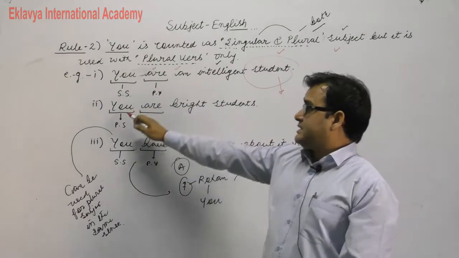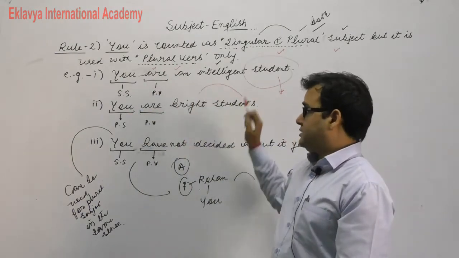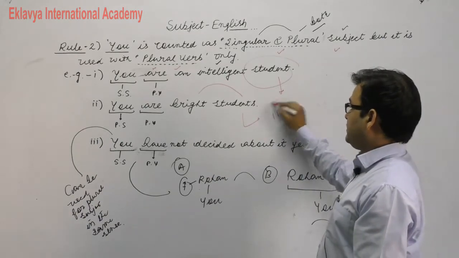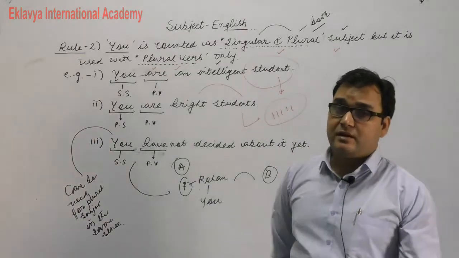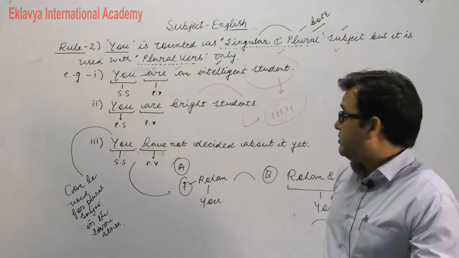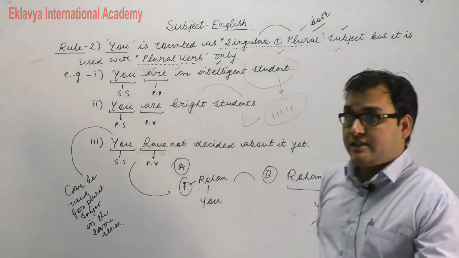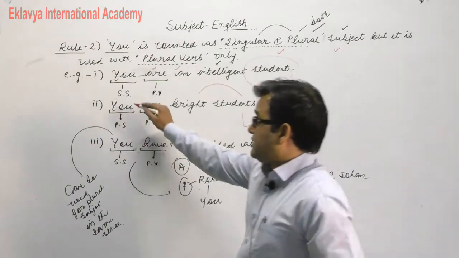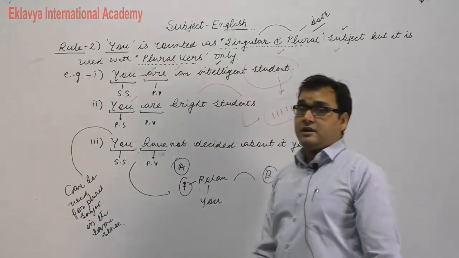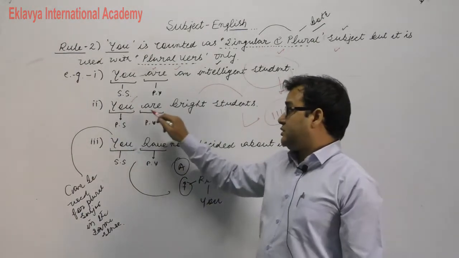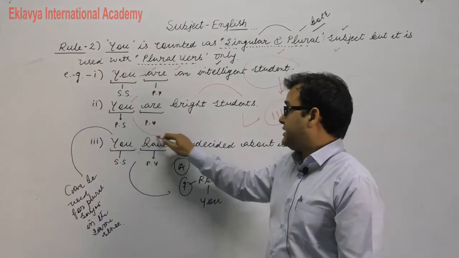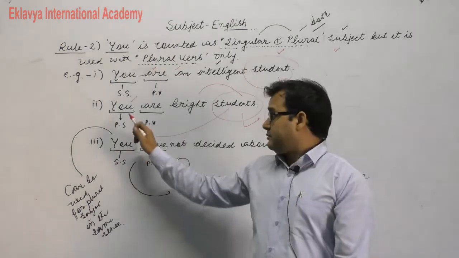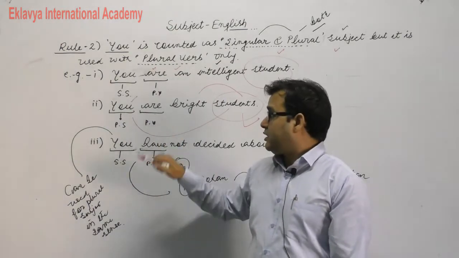Okay. Example number second. You are bright students. कि तुम जो हो bright students. So it means that the speaker is talking about more than one student to the audience. कि speaker जो है एक से ज़्यादा students के बारे में यहाँ बात कर रहा है. So that's why your subject, you are bright students, कि तुम bright students हो, is a plural subject as per the given number of students. You are bright students. Plural subject, plural verb.